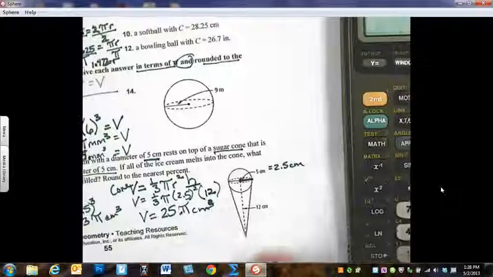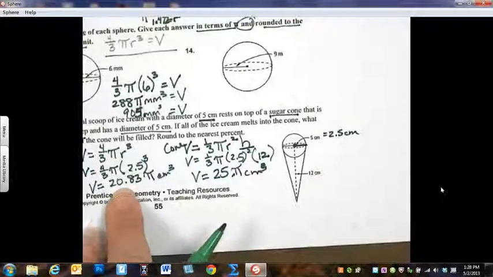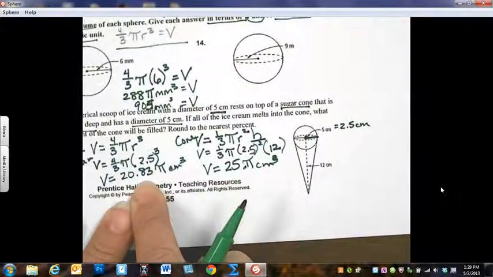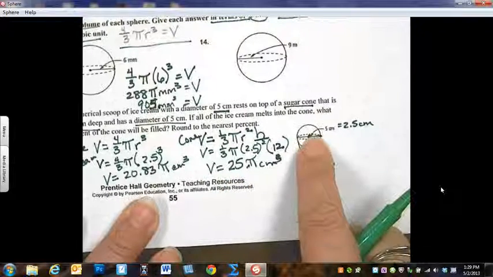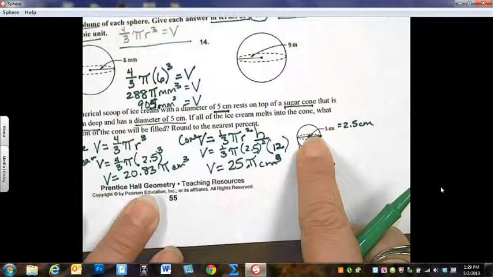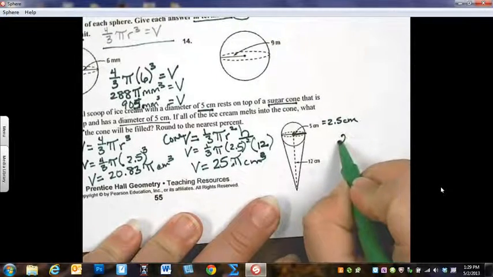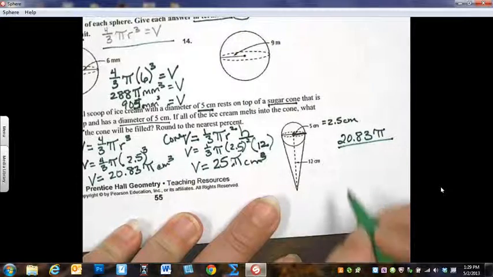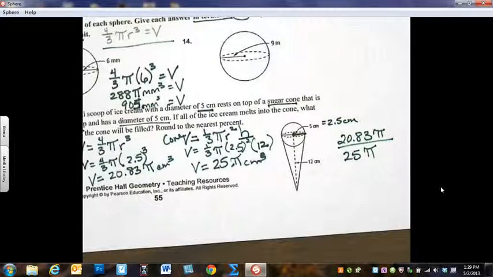Now it wants to know what percent of the cone will be filled. Well, first of all, you'll see all of the ice cream is going to fit inside the cone because the ice cream is smaller than the cone. So we aren't going to fill the cone to 100%. How do I figure out percent? You take the part and you divide it by the whole. So we take 20.83 pi and divide it by 25 pi. That's going to give you the percent.